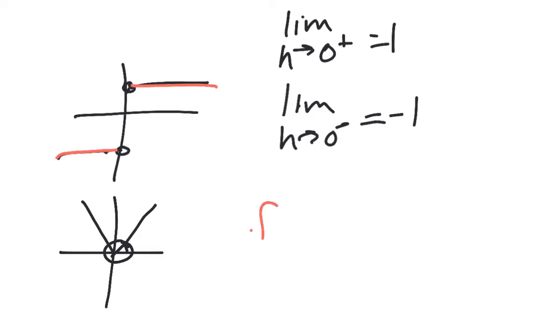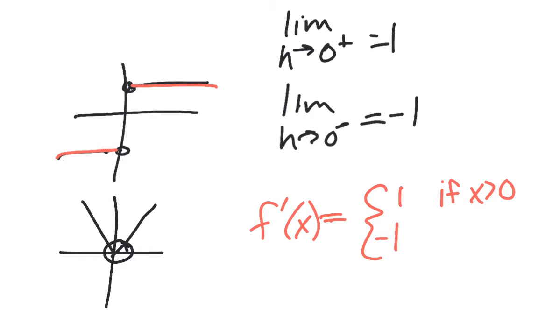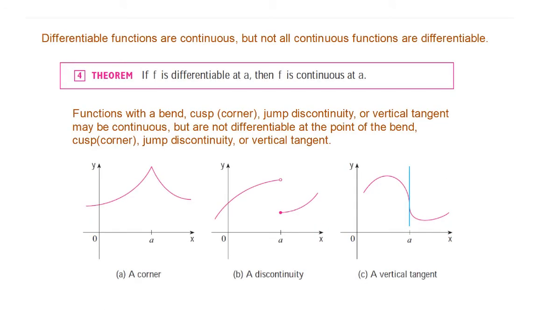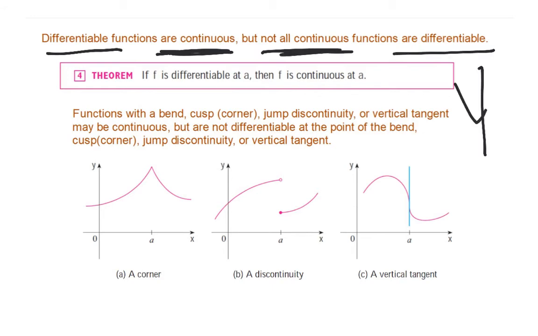So my formula for f prime of x, or the derivative of f, is two-sided. So it's a jump. It's a discontinuous function. It's positive 1 when x is greater than 0, and it's negative 1 when x is less than 0. So what this leads to is that not every function is differentiable. But differentiable functions are continuous, though not all continuous functions are differentiable. The original absolute value function was continuous, but it's not differentiable.